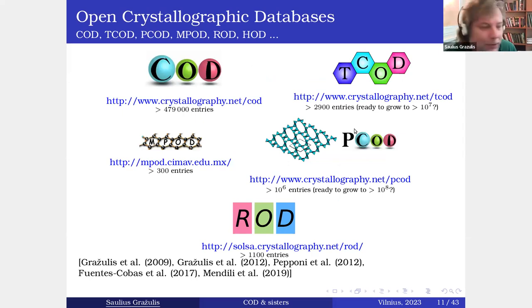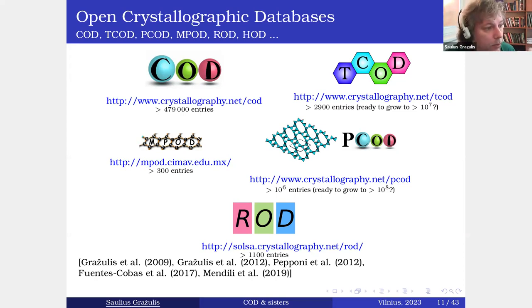Okay, so now the sisters. The success of the Crystallography Open Database and the growing amount of data inspired us to build other databases which are built according to similar principles and which even reuse some of the software that was originally designed for the COD. So the closest database is the TCOD, or Theoretical Crystallography Open Database, where we decided to put published theoretically calculated crystal structures, using DFT methods or molecular dynamic methods.